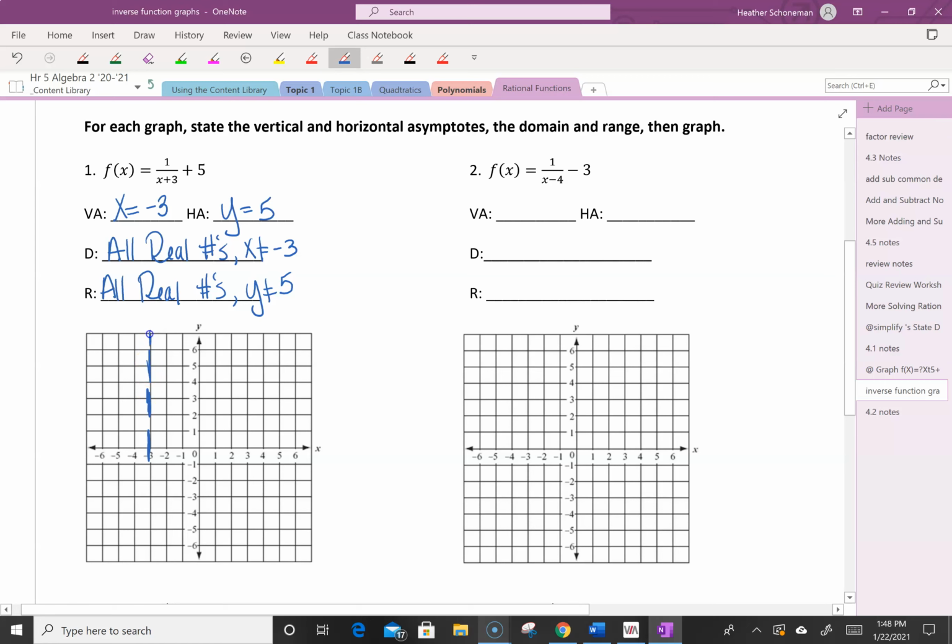So the vertical asymptote is that x equals negative 3, so I'm going to draw my dashed line here. The horizontal asymptote is that y equals 5, so I'm going to draw the line here, and now we need to graph it.